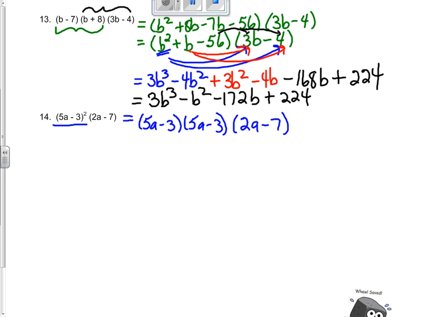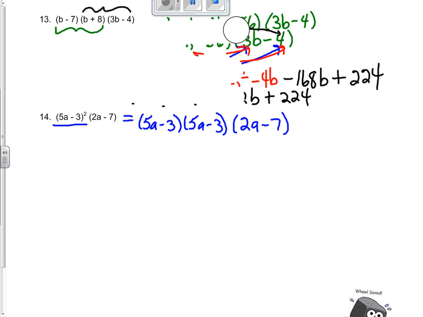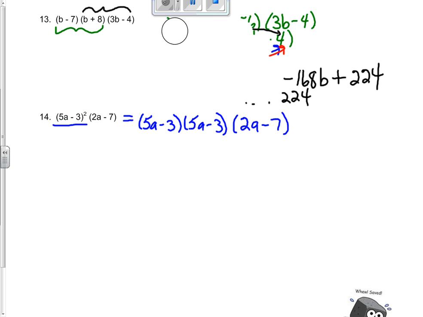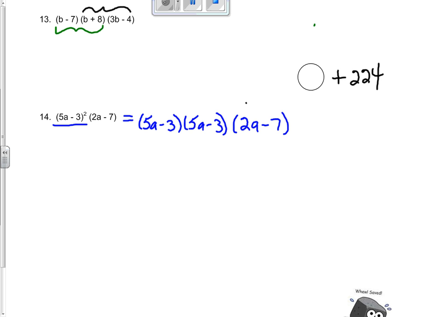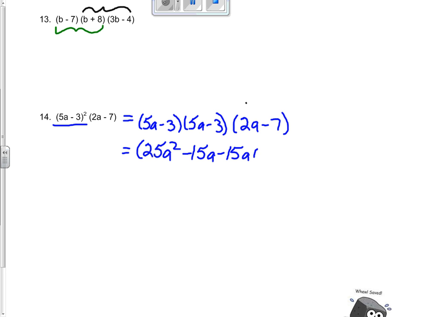I'm finding all this writing up above a little bit intimidating, so I'm just going to get rid of that. Okay, now we can see ours a little better. We have 3 things to multiply. It doesn't matter what order you multiply them in, but I'm going to do left to right again. I'm going to do 5a minus 3 times 5a minus 3, called a perfect square. I end up with 25a squared minus 15a minus 15a plus 9.